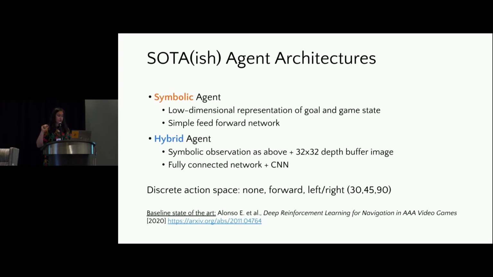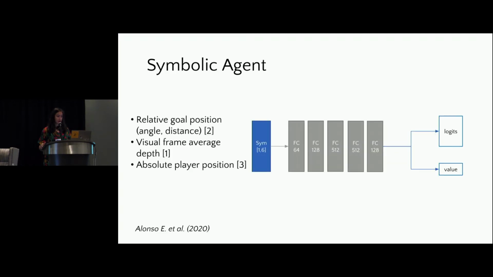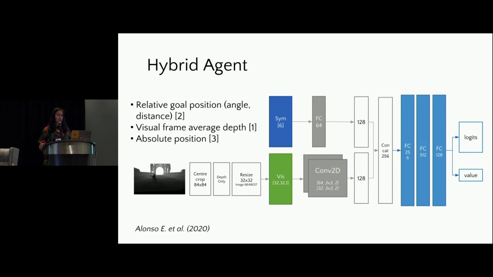The agents that we chose were from a paper from that same year, 2020, called Deep Reinforcement Learning for Navigation in AAA Video Games, and they were considered state-of-the-art agents. One was a symbolic agent and the other hybrid. The symbolic agent had a very simple architecture. I recommend you take a look at our paper or the Alonso paper that proposed it. And the hybrid agent had both symbolic as well as diminished 3D vision.